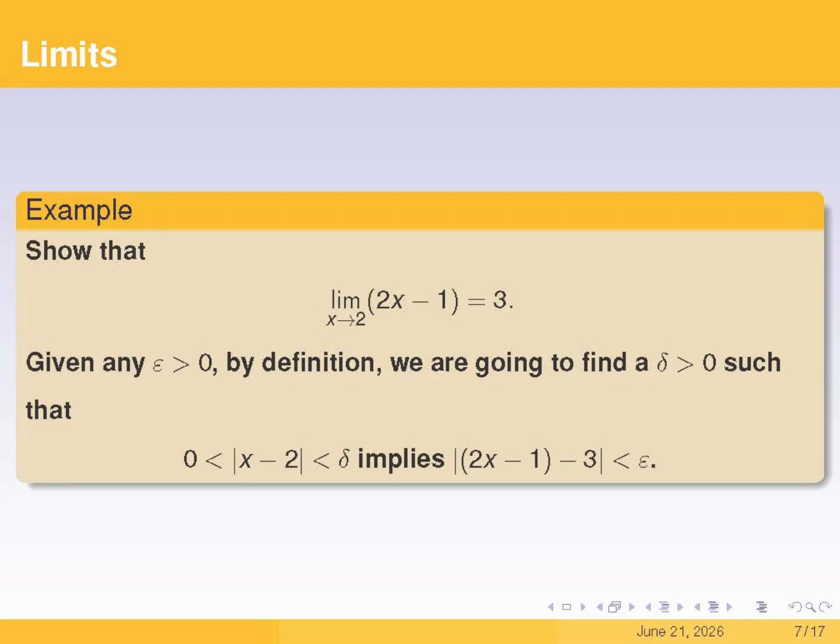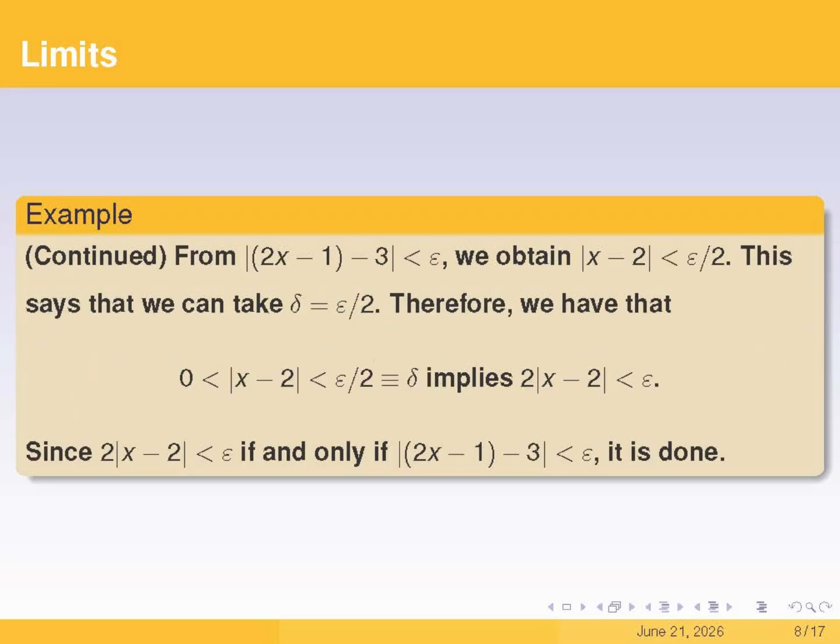According to the definition, given any positive number epsilon, we must find another positive number delta such that if the absolute value of x minus 2 is non-zero and less than delta, then the absolute value of the function value, 2x minus 1, minus 3 will also be less than epsilon. Since the absolute value of 2x minus 1, minus 3 is less than epsilon, it can be expressed as the absolute value of x minus 2 being less than epsilon over 2. At this point, we can choose delta to be epsilon over 2.